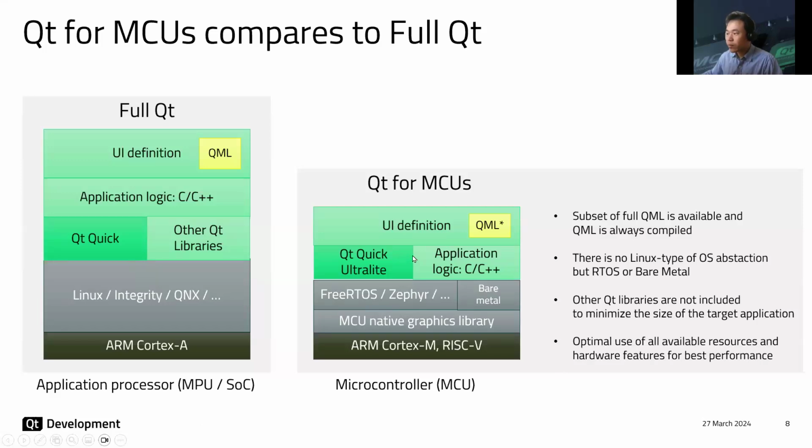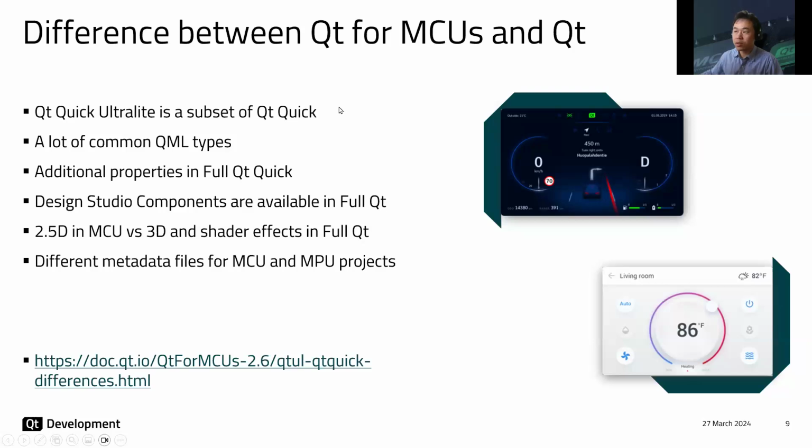Here we don't have so many libraries in Qt for MCU, and Qt Quick Ultralite is mainly for the UI design, and the other application logic you can write in C or C++. The operating system here is either bare metal without any operating system, or you can have FreeRTOS, Zephyr, and so on. So this is the difference between the MCU and MPU platforms. Here is a short list of the differences.